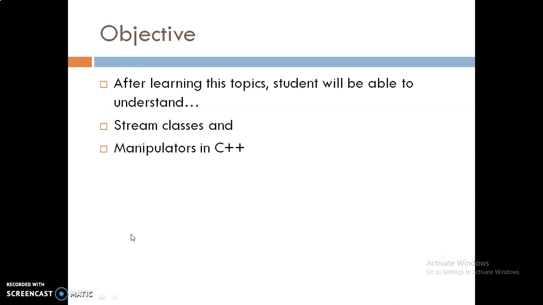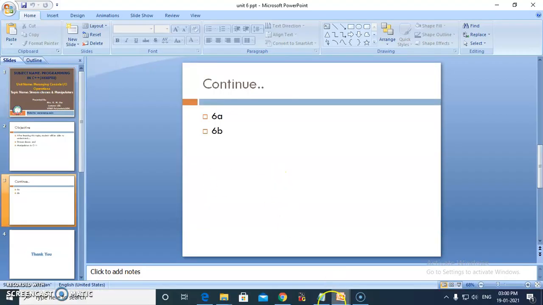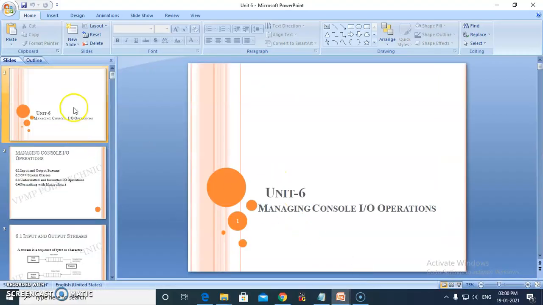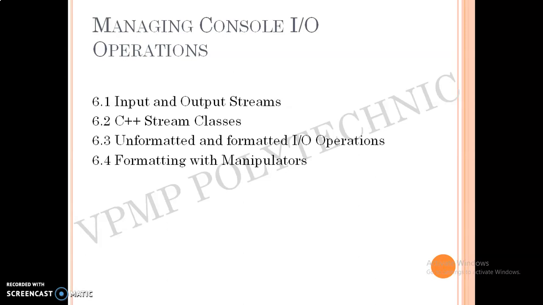After going through this module, you would be able to understand stream classes in C++ as well as manipulators in C++. Now we will see the slides from this 6a and 6b. Here we will move to this one. This you can see, this is your Unit 6, Managing Console Input-Output Operation, and these are the topics from 6a and 6b that I am going to cover here.